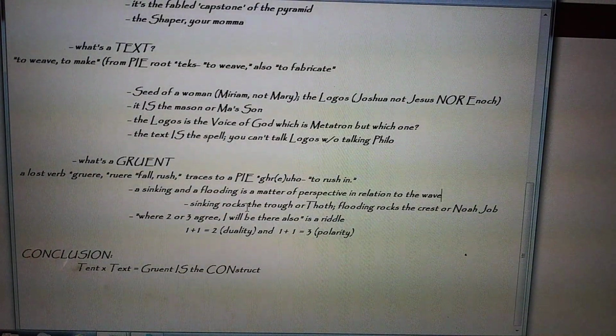So from Thoth's perspective, it's the sinking of Atlantis. On the wave, he's falling. That's why he's the ascended master, but from underneath you, right? And then the flooding, it rocks the crest, right? The crest is the top of the wave, on top of the wave.